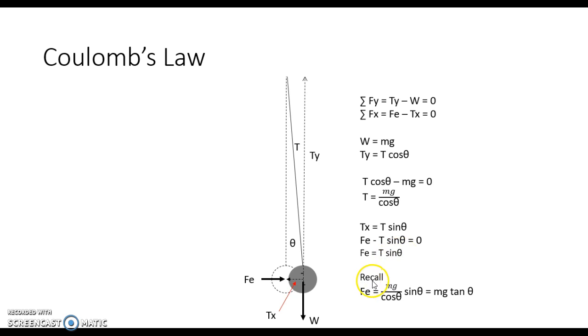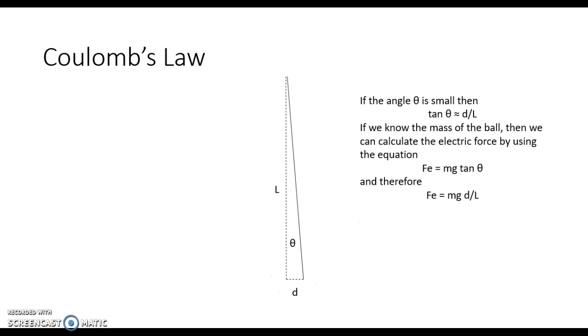Now, you may or may not recall that Fe, we can actually now take this equation in here and replace our tension here with mg over cosine theta, and that came from right here, and then that will be equal to sine. And if you remember your trigonometry equivalence, sine theta over cosine theta is actually going to give you tan of theta. So our electrostatic force here is actually equal to m times g times tan theta. Okay, now, so what is tan theta?